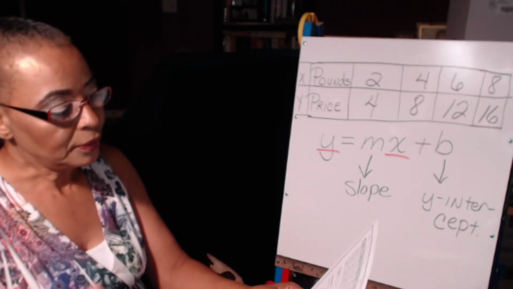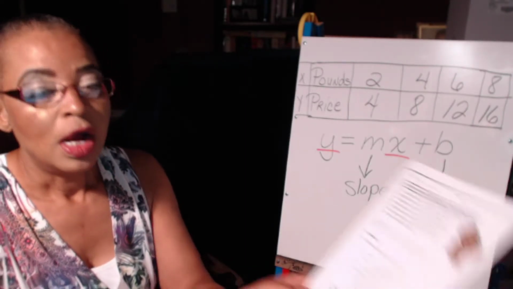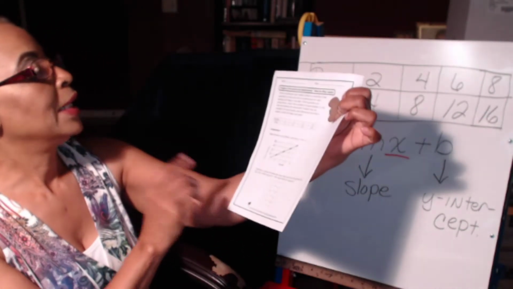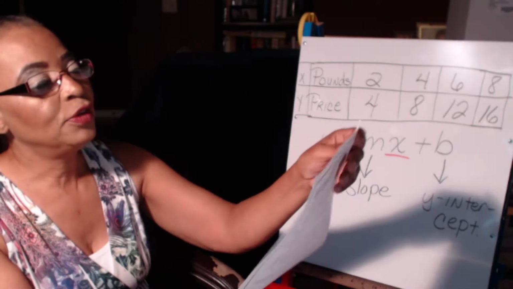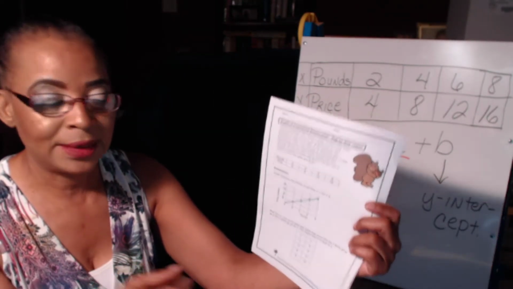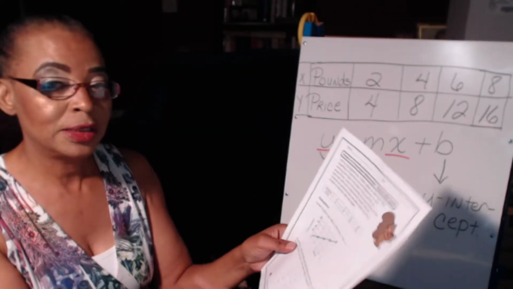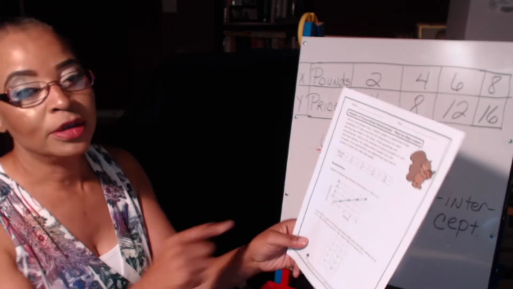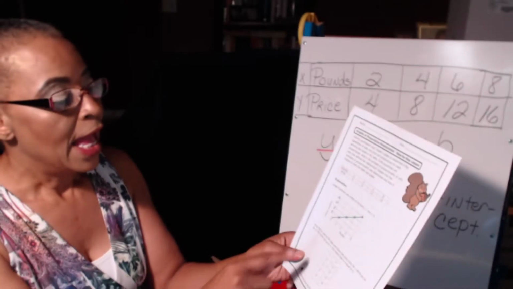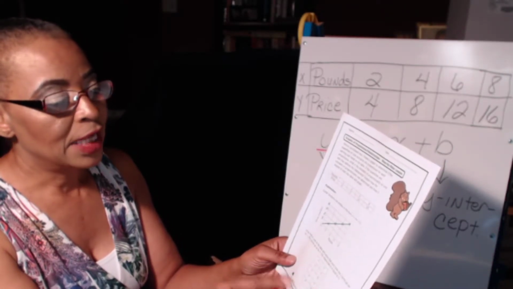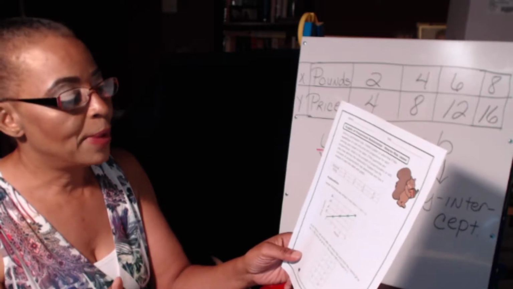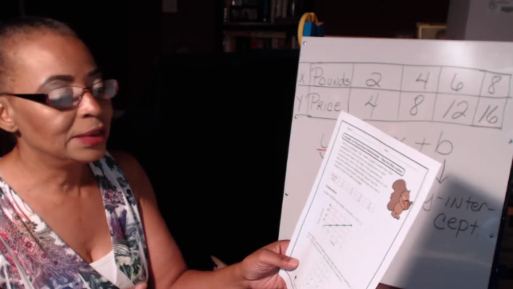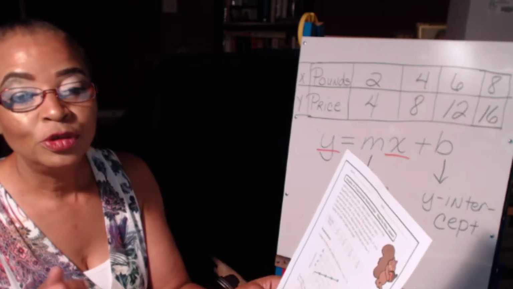So we are told to first, these are guided instructions, so they give your students step by step. And I'm going to follow them because I'm not crazy. So the first thing we are to do is to find m. Look at the table and notice that every time the x term goes up by 2, the y term goes up by 4. This means that m is equal to 2.